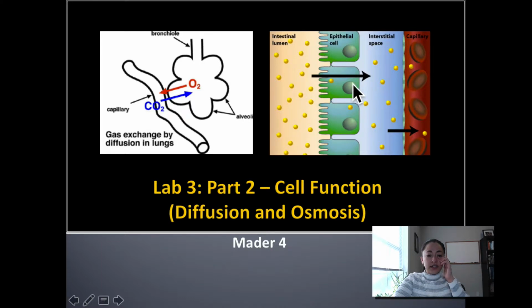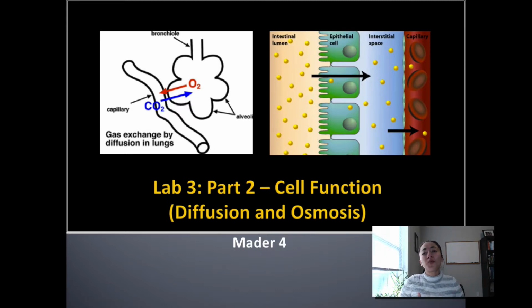So you can see that diffusion is really important in a lot of different natural processes. For example, how does our body take up oxygen from our lungs? It's actually through diffusion. Oxygen diffuses into our capillaries, and carbon dioxide diffuses out of our capillaries into our lungs, where that gas is then expelled.